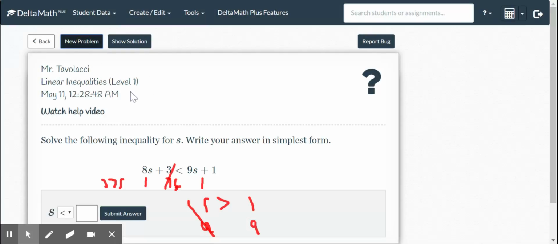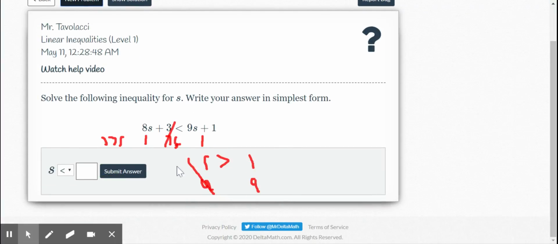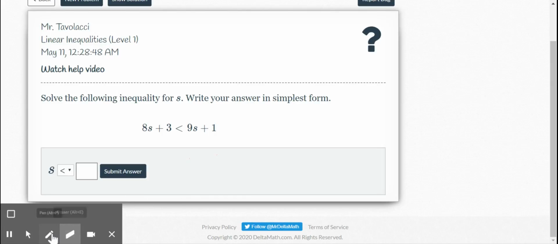Okay, let's take a look at one more. All right, here's one that's going to be a little interesting. So I've got 8s plus 3 is less than 9s plus 1, excuse me.